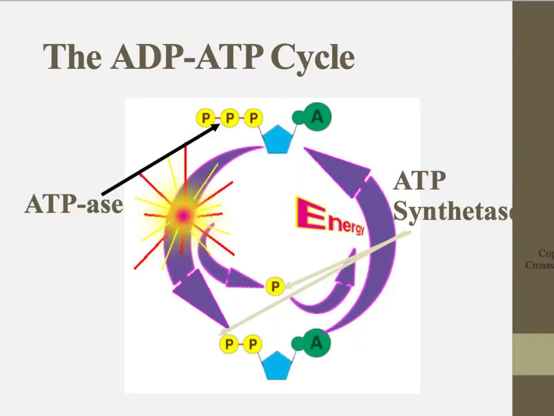Here is a picture of the cycle of ADP and ATP. If you notice, at the top it is adenosine triphosphate because there are three phosphates. When it loses a phosphate to release energy, going around to the left, because of an enzyme, it becomes adenosine diphosphate at the bottom. And then another enzyme will add that energy back in and it will become ATP again.